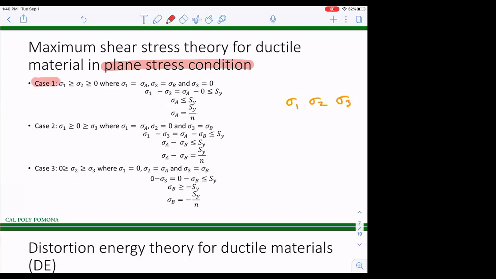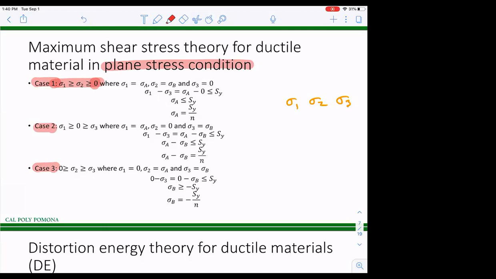You'll have 3 cases, case 1, case 2, and case 3. So for case 1, say you have your sigma 3 to be 0, and your sigma 1 and sigma 2 are both positive, and they are arranged like this: sigma 1 is greater than sigma 2 is greater than 0. That means sigma 1 and 2 both are tensile stresses. That's why they are greater than 0.